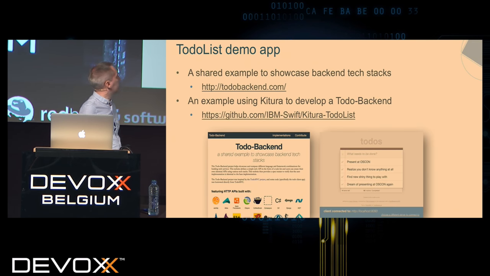Another demo we've got is for a to-do list. There's a website called To-Do Backend where people write different to-do list apps, whether it's Ruby on Rails or Django, Python. We've got one of those for Kitura as well. So if you want to see how to write a simple backend with CRUD semantics, create, delete, update, all that kind of stuff, we've got a backend for that. So you can try that out.